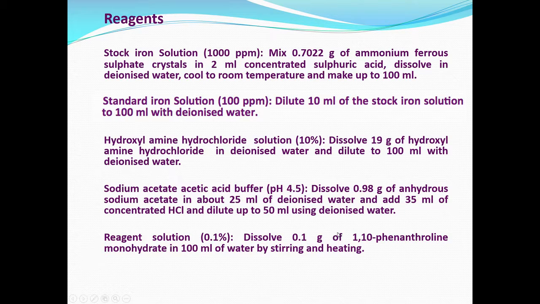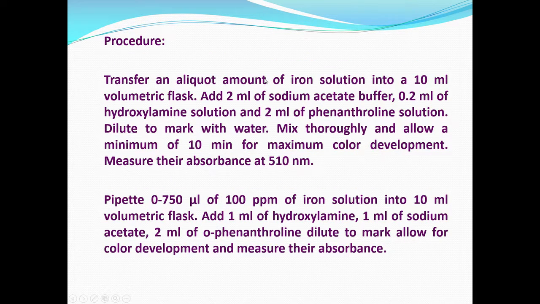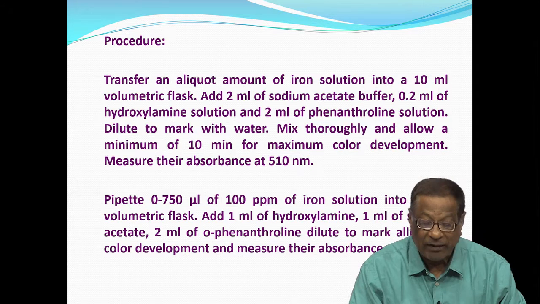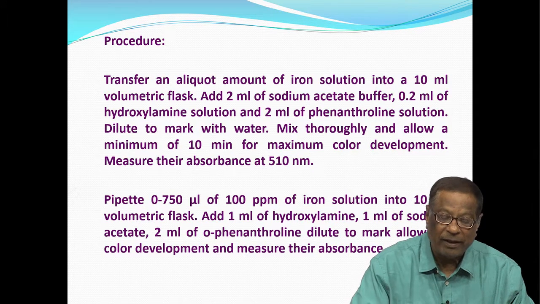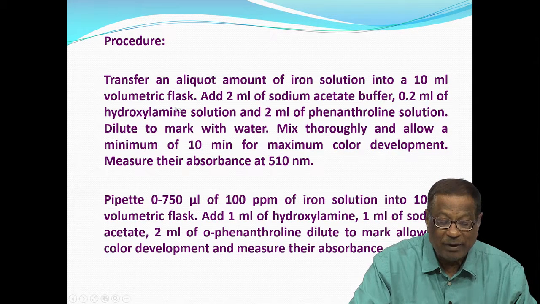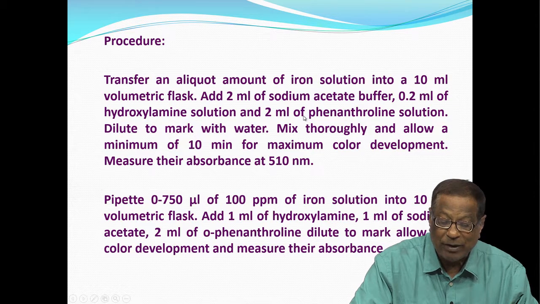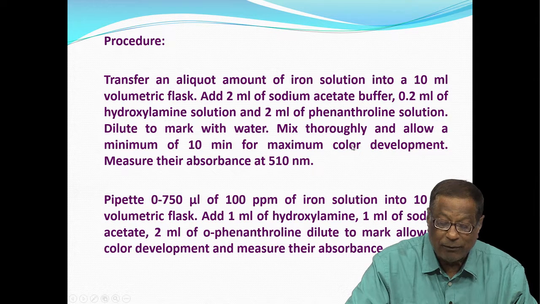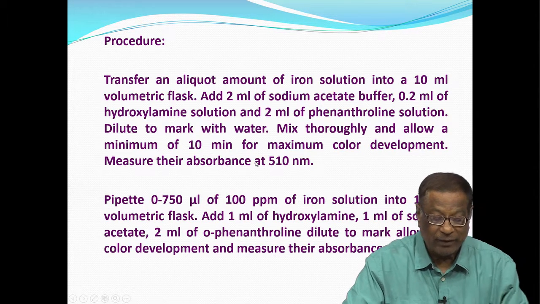And then you have to dissolve 1,10-phenanthroline also in the same way, in water. You can add a little bit of alcohol for easy dissolution. Of course, it requires a little bit of heating and stirring. Because it is a very simple test, you add the reagents as I have given here: for 10 ml, I take 2 ml buffer, 2 ml hydroxylamine hydrochloride, 2 ml of orthophenanthroline, and dilute to the mark with water, followed by addition of your sample.